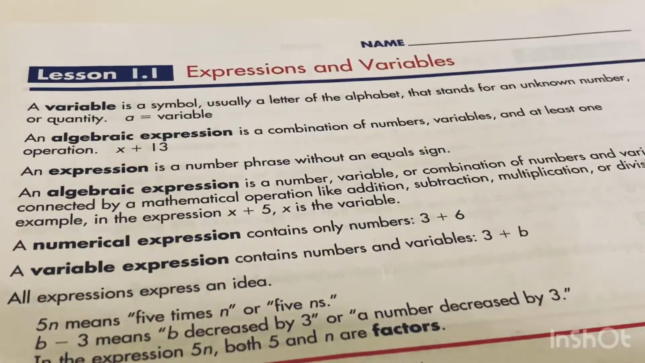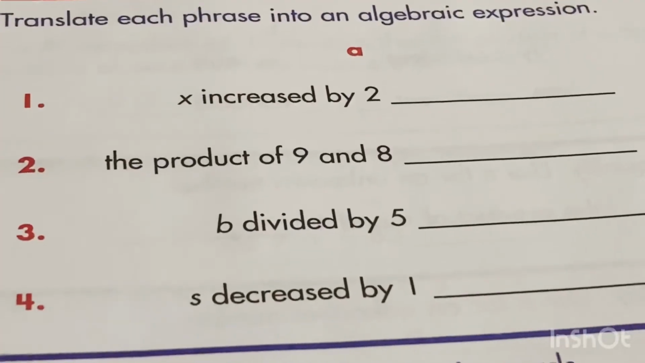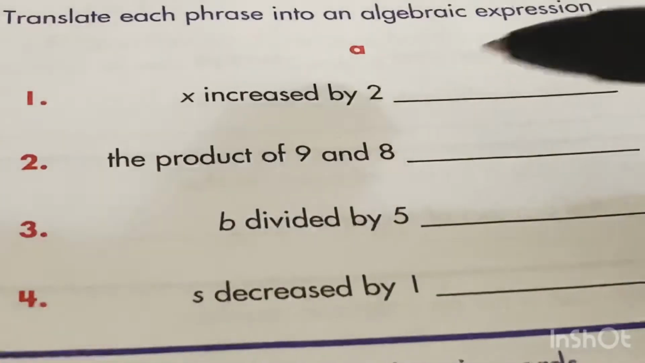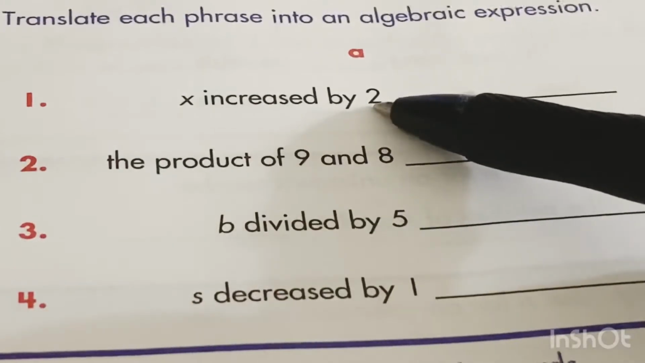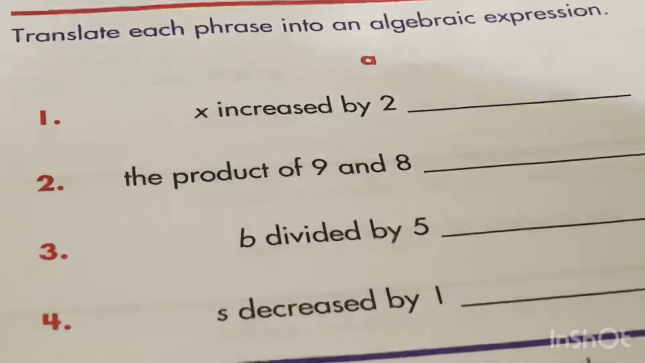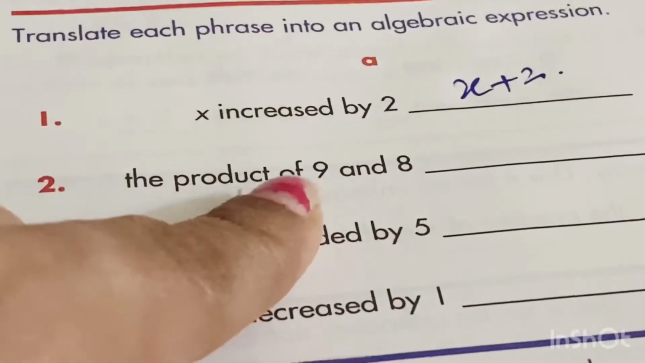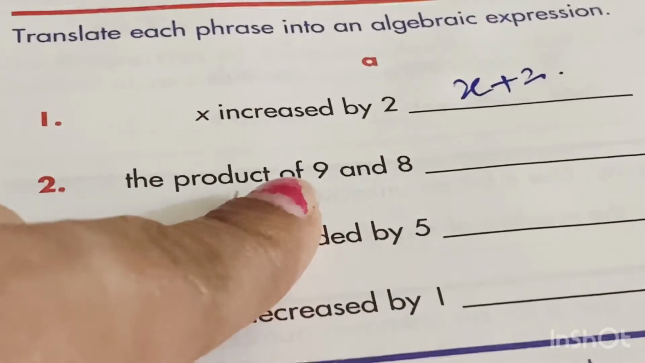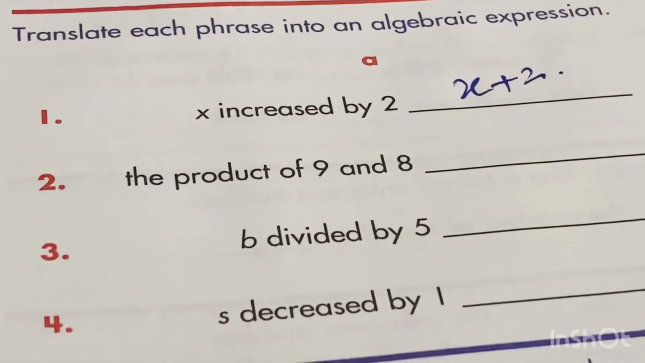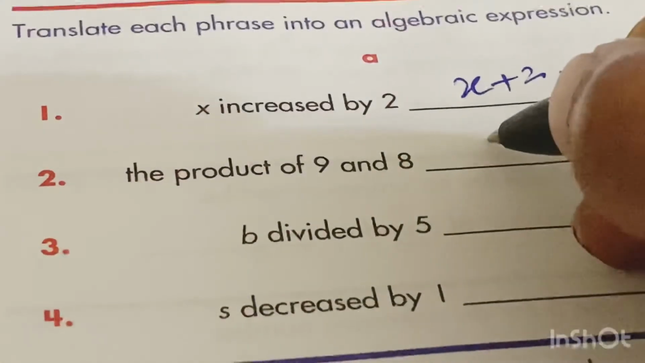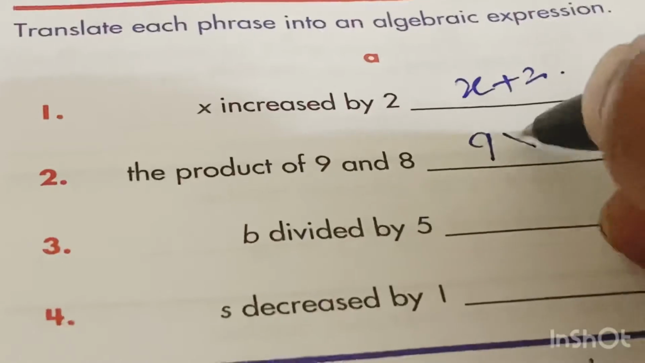In the same way we will see a few other examples of how we can make an expression out of the given phrase. In this question we can see our first question is: x is increased by 2. So what can be the answer here? It will be x plus 2, because x is increased by 2, isn't it? So it is plus. Now the product of 9 and 8. So product always means what? Multiplication. So the product of 9 and 8 is 9 multiplied by 8.